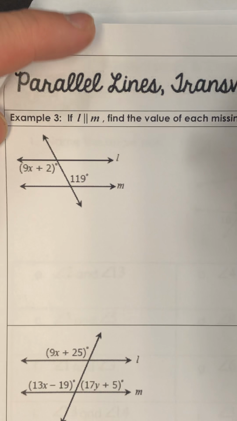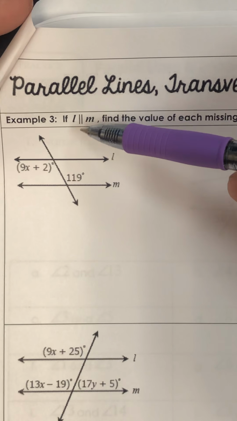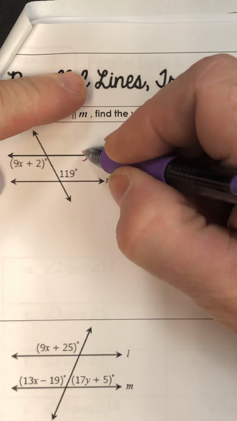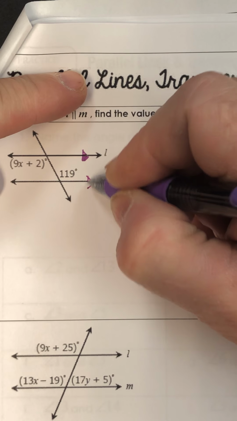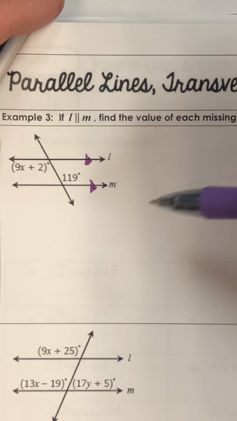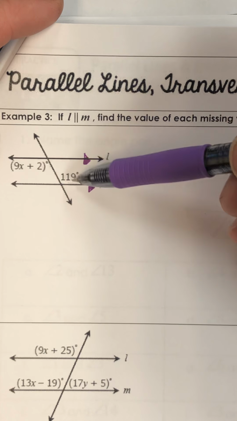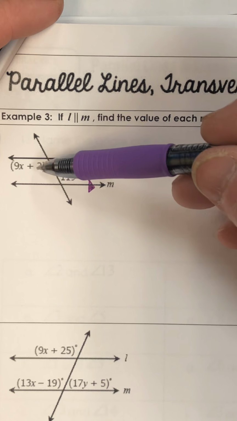So now, using those same rules, it's telling us that L is parallel to M. So I'm just going to make a mark. You don't need to because it's told to you that they're parallel, but I'm going to mark it just to show you. So now I find the angle pair relationship of what's shown here. Those two are alternate interior, so those would have to be equal to each other. So 9x plus 2 would equal 119.